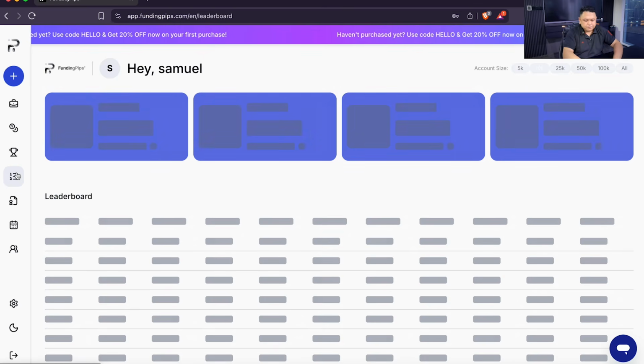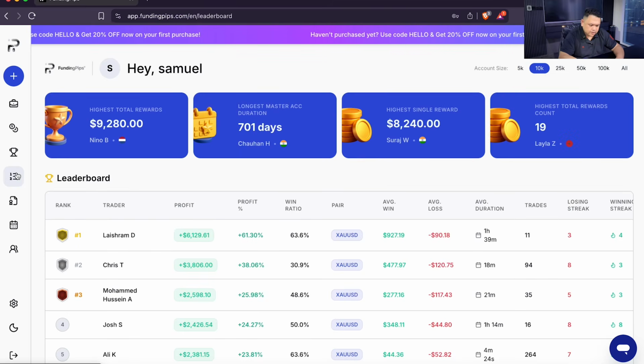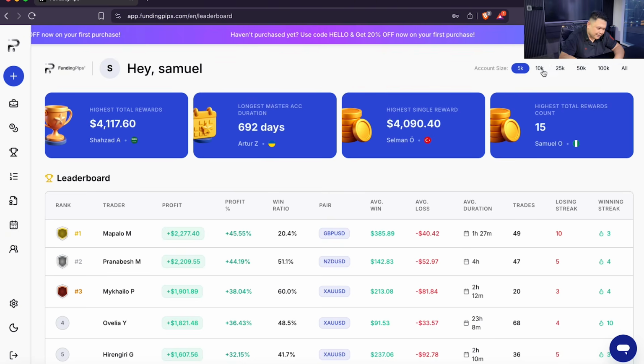Right next to it, this is the leaderboard, and this is for all of the accounts. So you can see the different account sizes. There's a 5K account, there's a 10K, 25K, 50K, 100K, and of course a leaderboard for every single type of account. You can see the highest total rewards, longest master account duration, and 692 days. I mean, wow. This is the highest single reward requested, and this is for a 5K account.